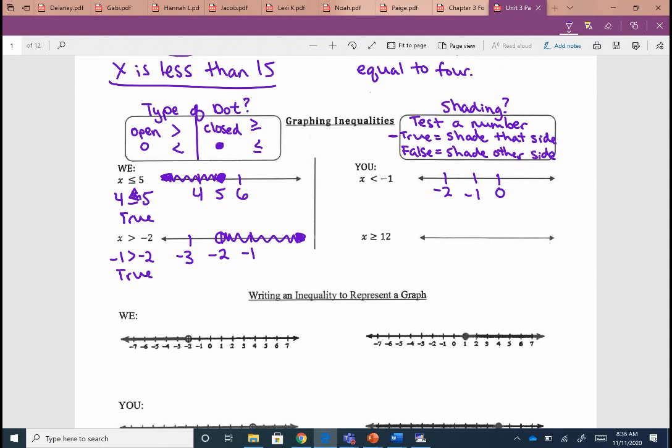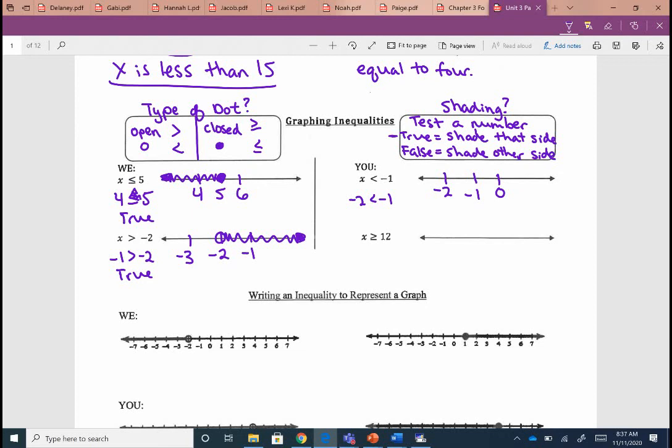Now if you test a number, or if you think, oh, Miss Golly, I think it should be shaded to the left. Okay, so let's pick a number that's on the left. Let's pick negative 2. Is that going to make our gator happy? Is it going to get to eat the bigger number? Yeah, it does. Negative 2 is less than negative 1.